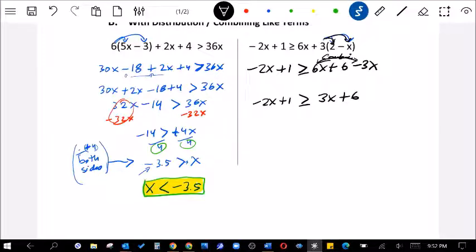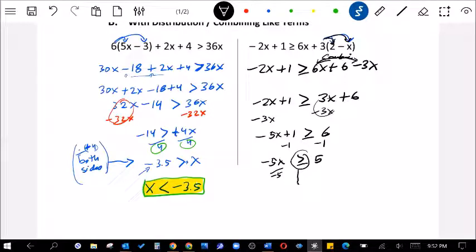6 of the x's take away 3 of the x's is 3x. Now I want to put these together, and this time I'm simply going to move these over to the other side and subtract 3x from both sides. So I get negative 5x plus 1 greater than or equal to 6. Subtract that 1. So it's negative 5x is greater than or equal to 5. And now I'm going to divide by the negative 5. But this time it is right that I do, and I get just the x. And I have to reverse the inequality sign.